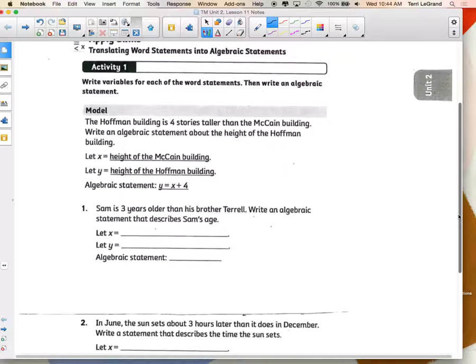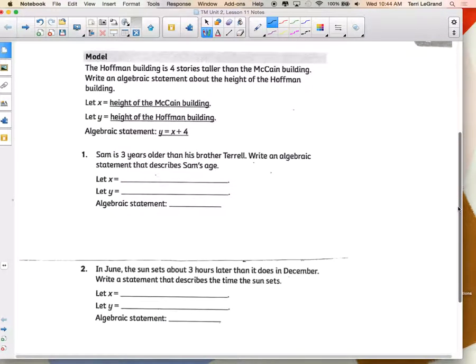So, first thing we're going to do here is it says write variables for each of the word statements. So in other words, we're going to figure out what are the unknowns in the situation, and we're going to pick a variable for each of the unknowns, a different variable for each of them. Then we're going to write an algebraic statement, which is going to be called an equation, okay? So here's a model. Let's tear this one apart. They've already done this one for us.